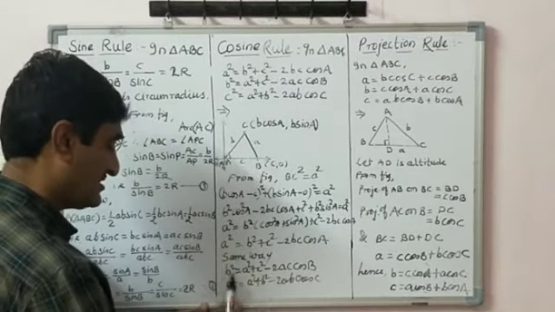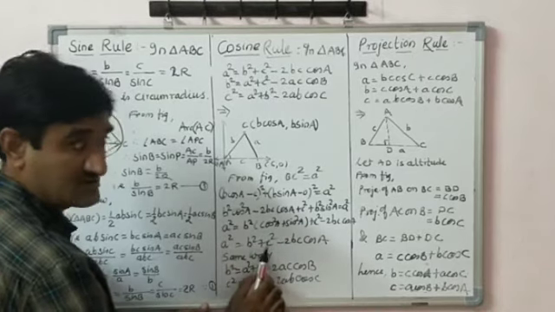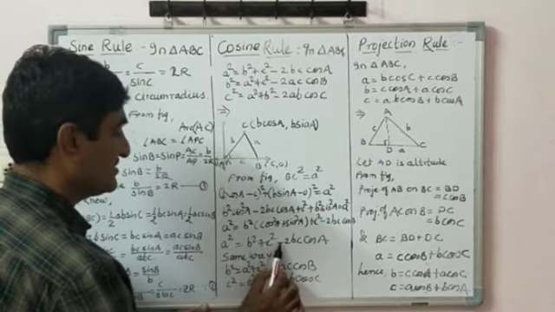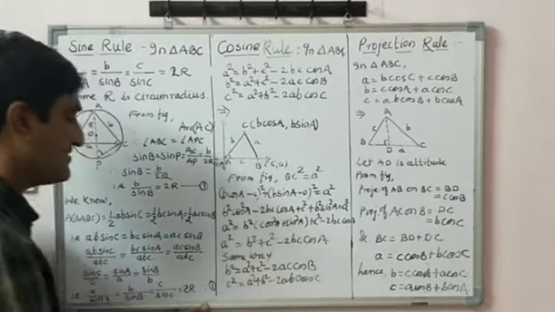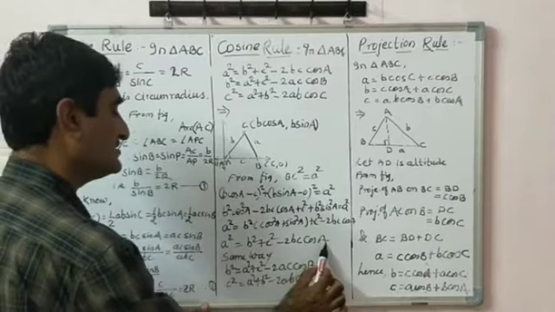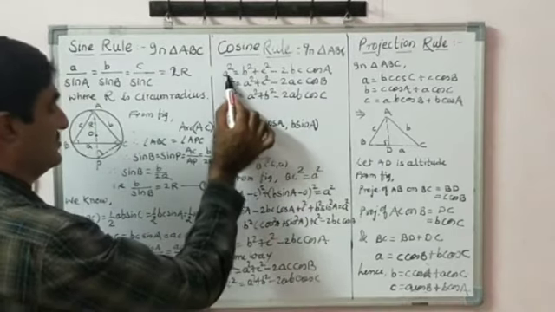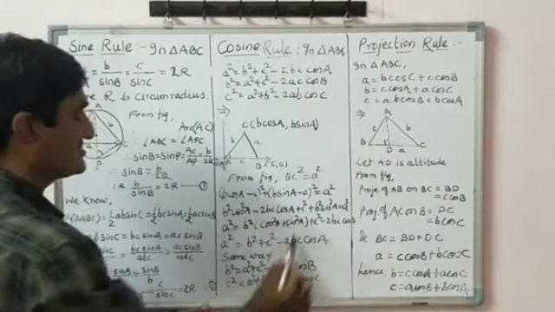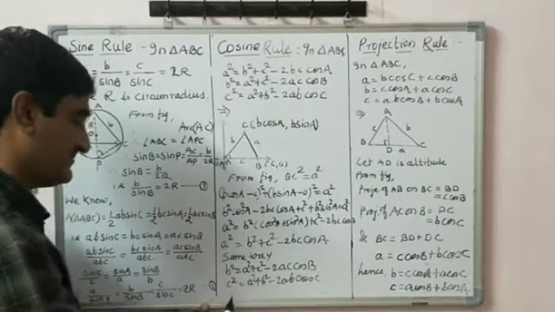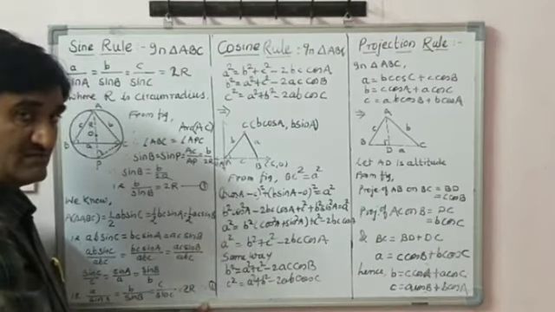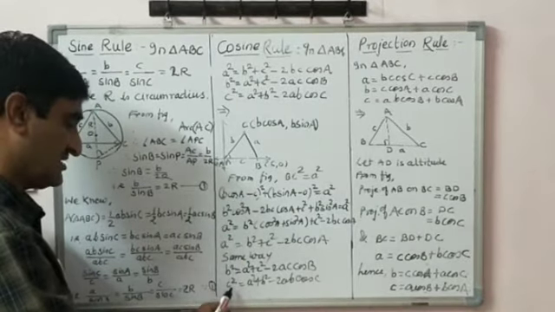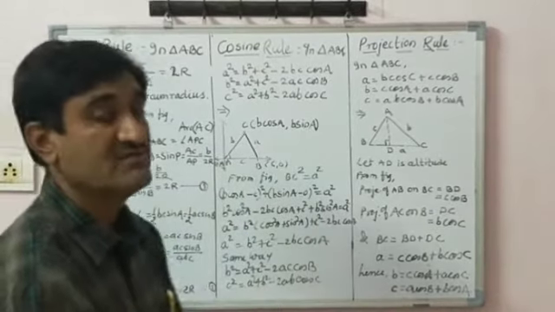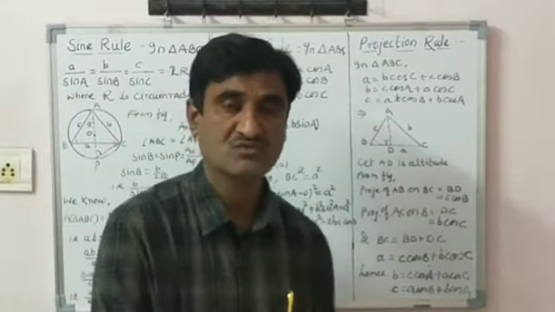And lastly, by solving these equations, A square is equal to B square plus C square minus twice BC cos A, which is the cosine rule. A square is equal to B square plus C square minus twice BC cos A, and we get the same here. In cyclic way we get the same result for B square and C square, the same cosine rule. In this way very easily we prove the cosine rule.